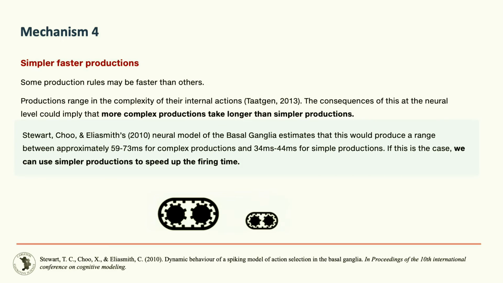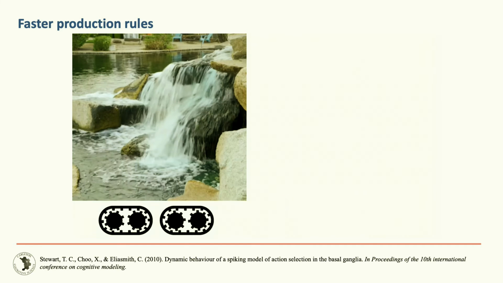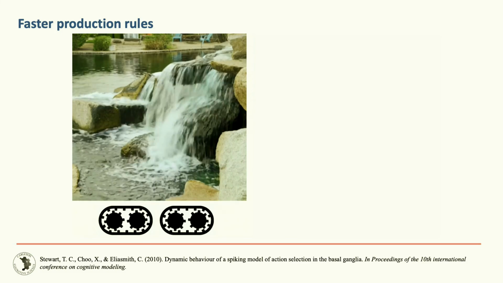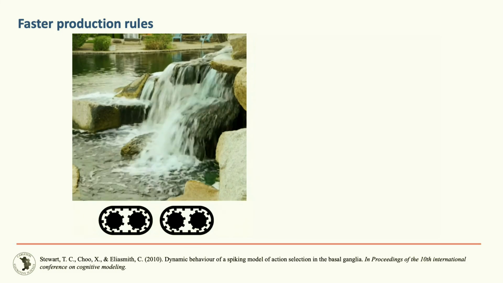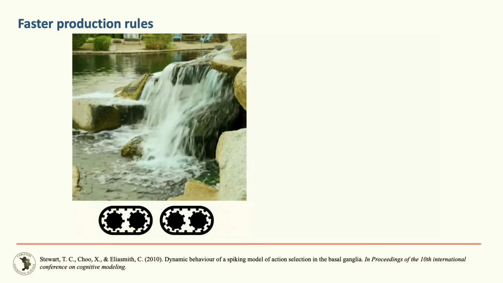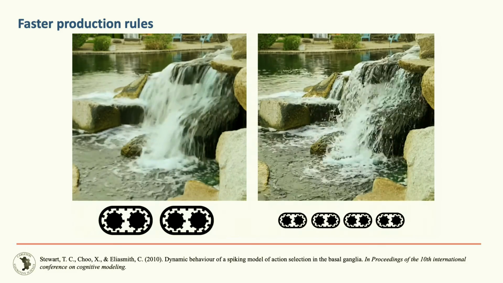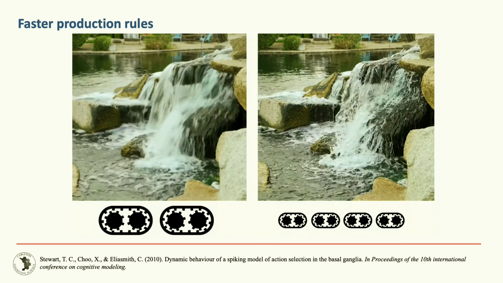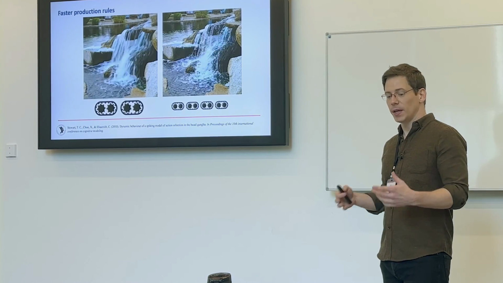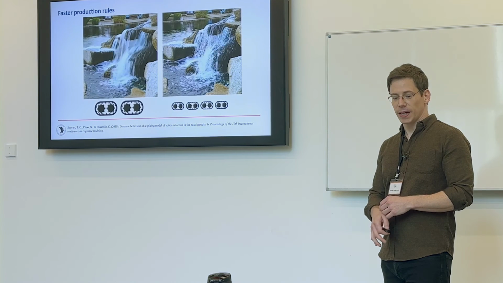There's some work by Stewart, Chu, and Eliasmith, and their neural model of the basal ganglia estimates that this would produce a range between approximately 59 to 73 milliseconds for complex productions and 34 to 44 milliseconds for simple productions. And in this case, we can use simpler productions to speed up firing time. So this is our sense of how more complex, slower productions take a certain sample rate of stimuli, but faster, simpler productions can increase resolution, can increase fidelity of whatever stimuli you're trying to perceive by taking more samples per second.